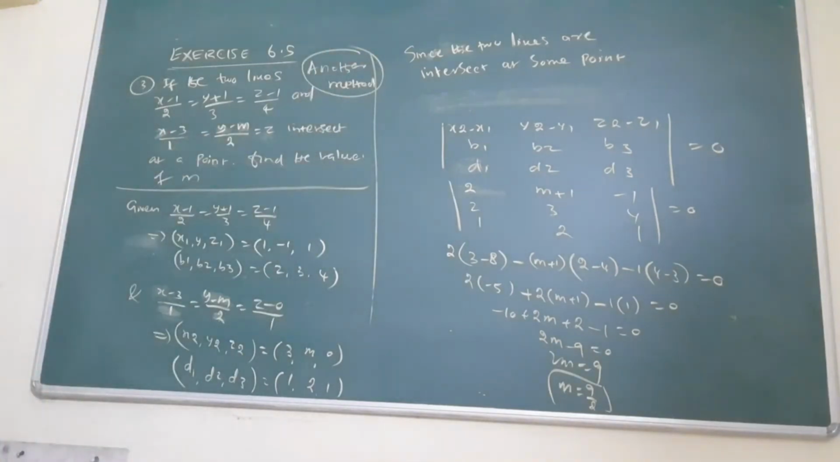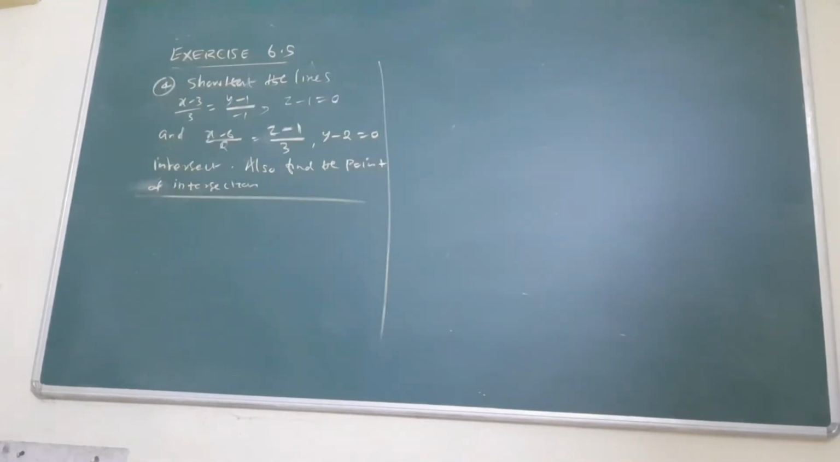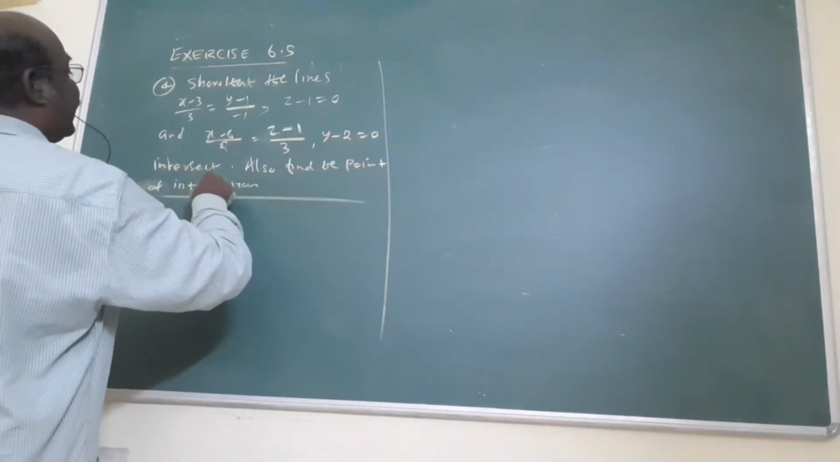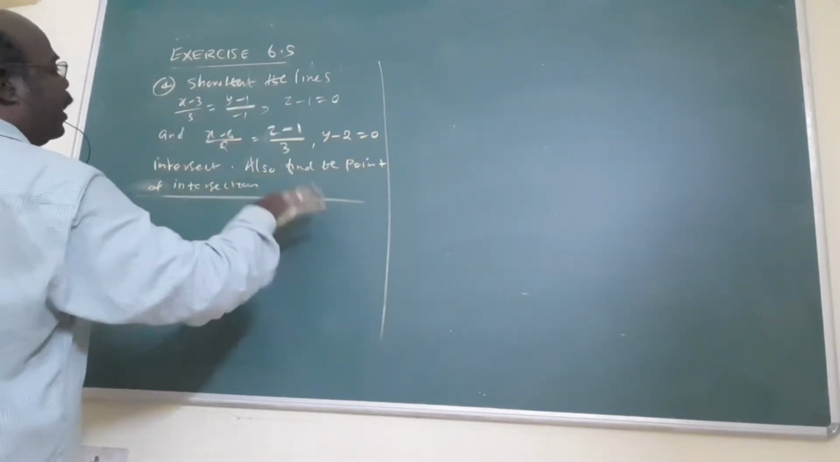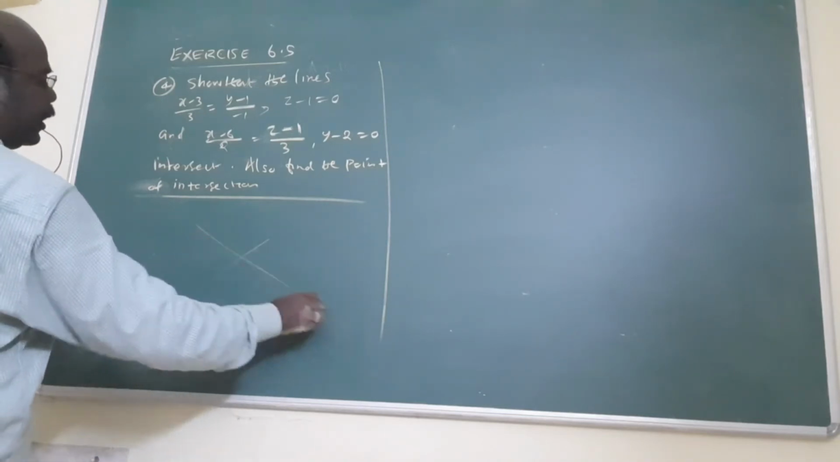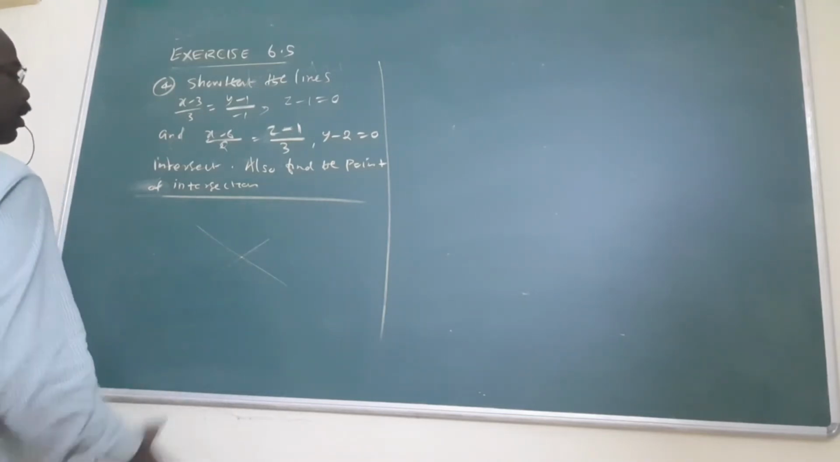Okay? By using this idea, another problem. Now question number 4. Show that these two lines intersect. Also find the point of intersection. The two lines intersect each other. That means what? You know the formula, no?